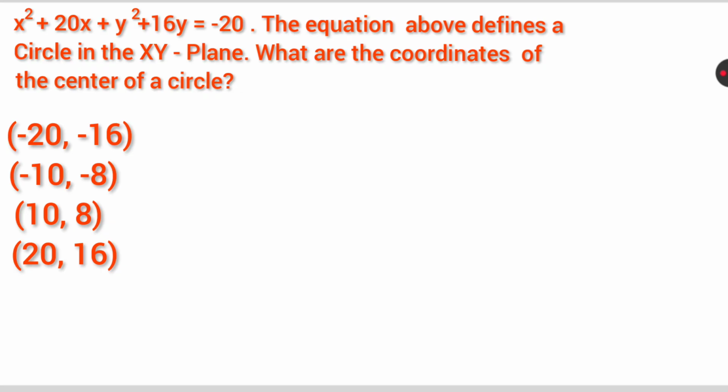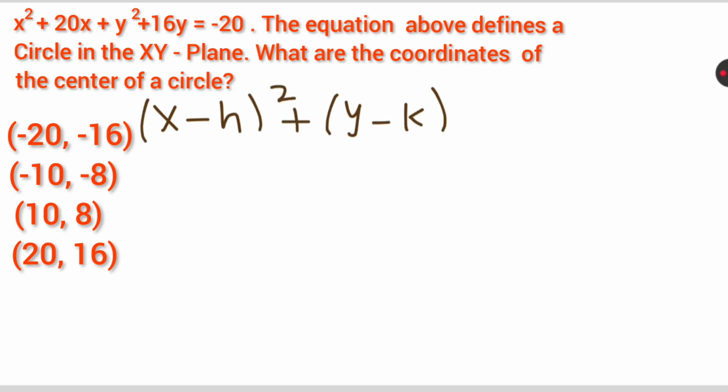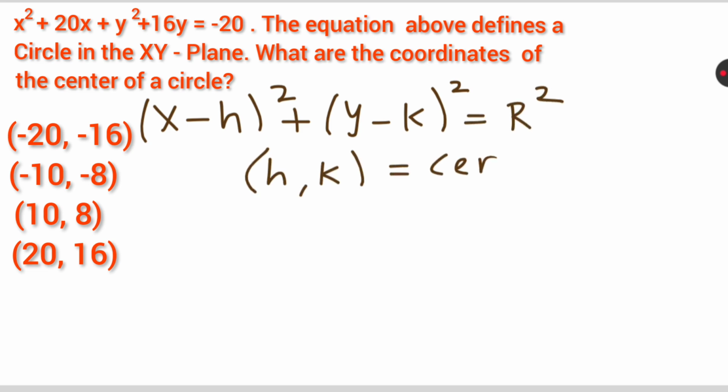So here they are giving a circle equation. So what is the standard form of circle equation? The standard form of the circle equation is x minus h whole square plus y minus k whole square that is equal to r square. Here r is nothing but radius, h comma k is nothing but center. So we need to find this h comma k. This question is taken from the SAT.